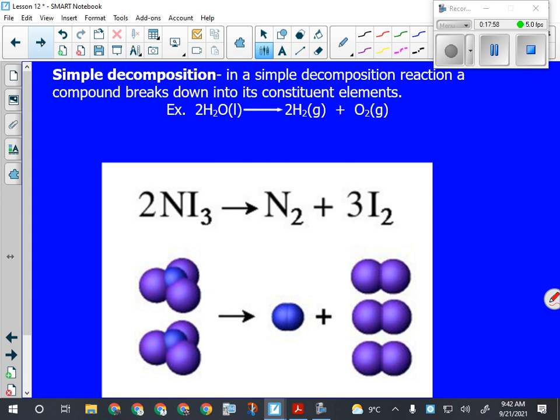Right. The opposite of a synthesis reaction. Synthesis means to synthesize or put together. Decomposition means to break down or pull apart. So a decomposition reaction starts with a compound and ends with 2 or more elements. So the compound breaks down or decomposes into its constituent elements. Okay, so that's what goes on in a decomposition reaction.